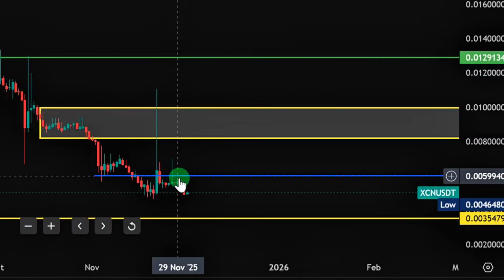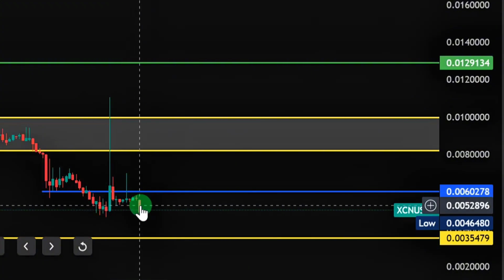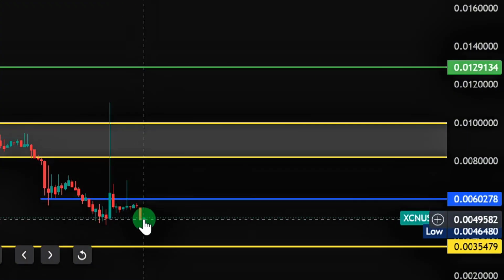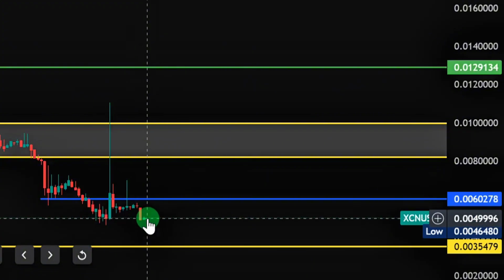Paying attention to the XCN chart right now, you notice that we finally broke below this liquidity area of around the zone of 0.0056 after consolidating here for a while. We have this impulsive pullback due to market manipulations, which brings us all the way to the support of 0.0050 for the price of XCN right now as we speak.